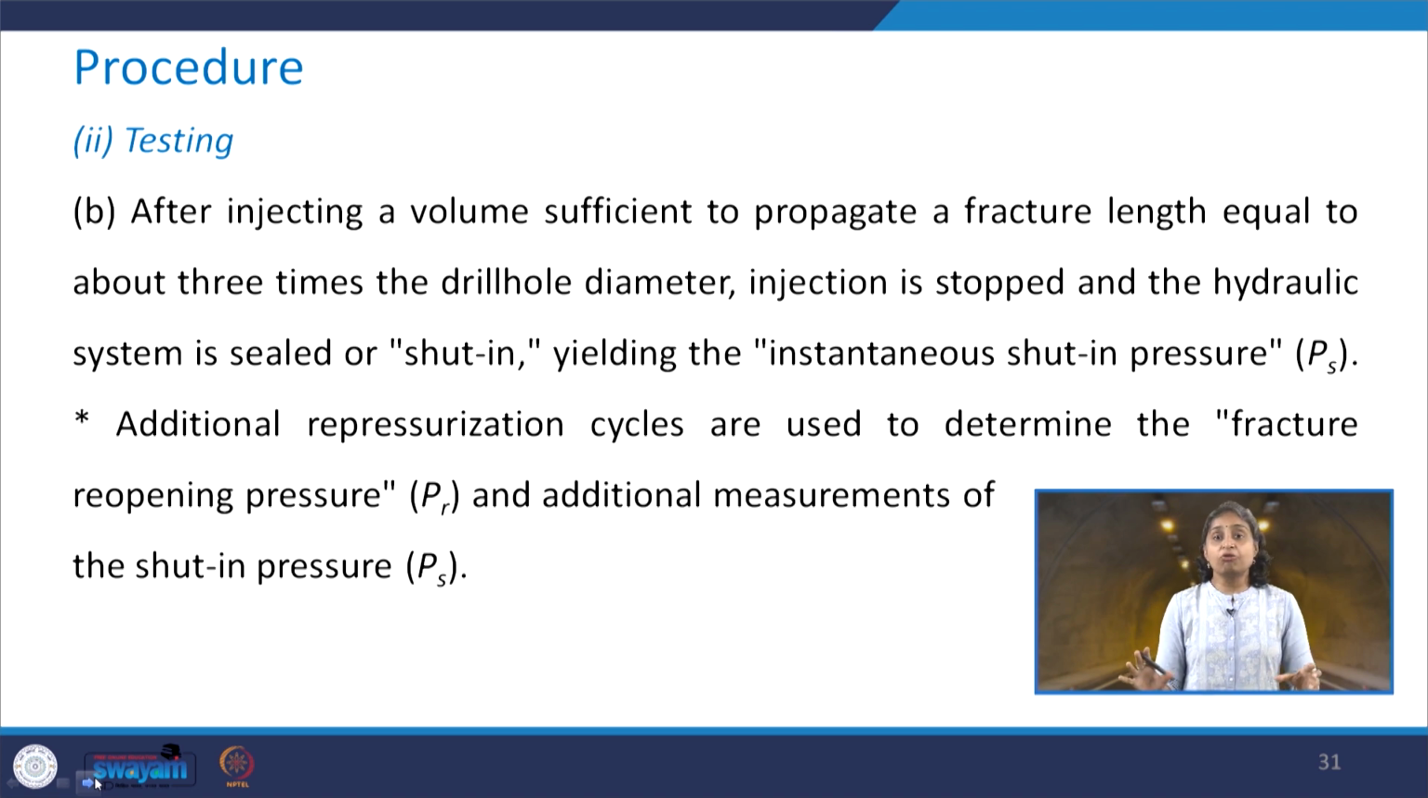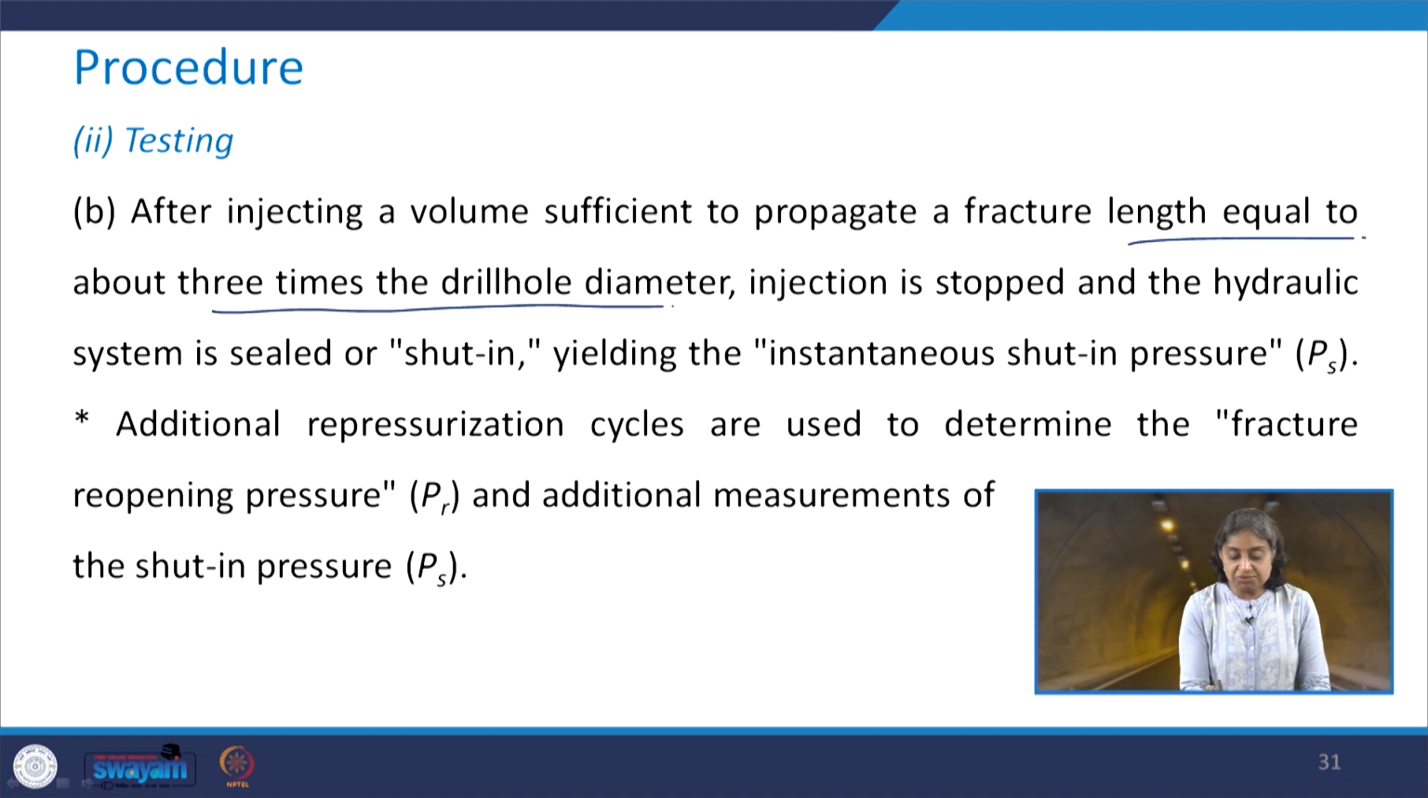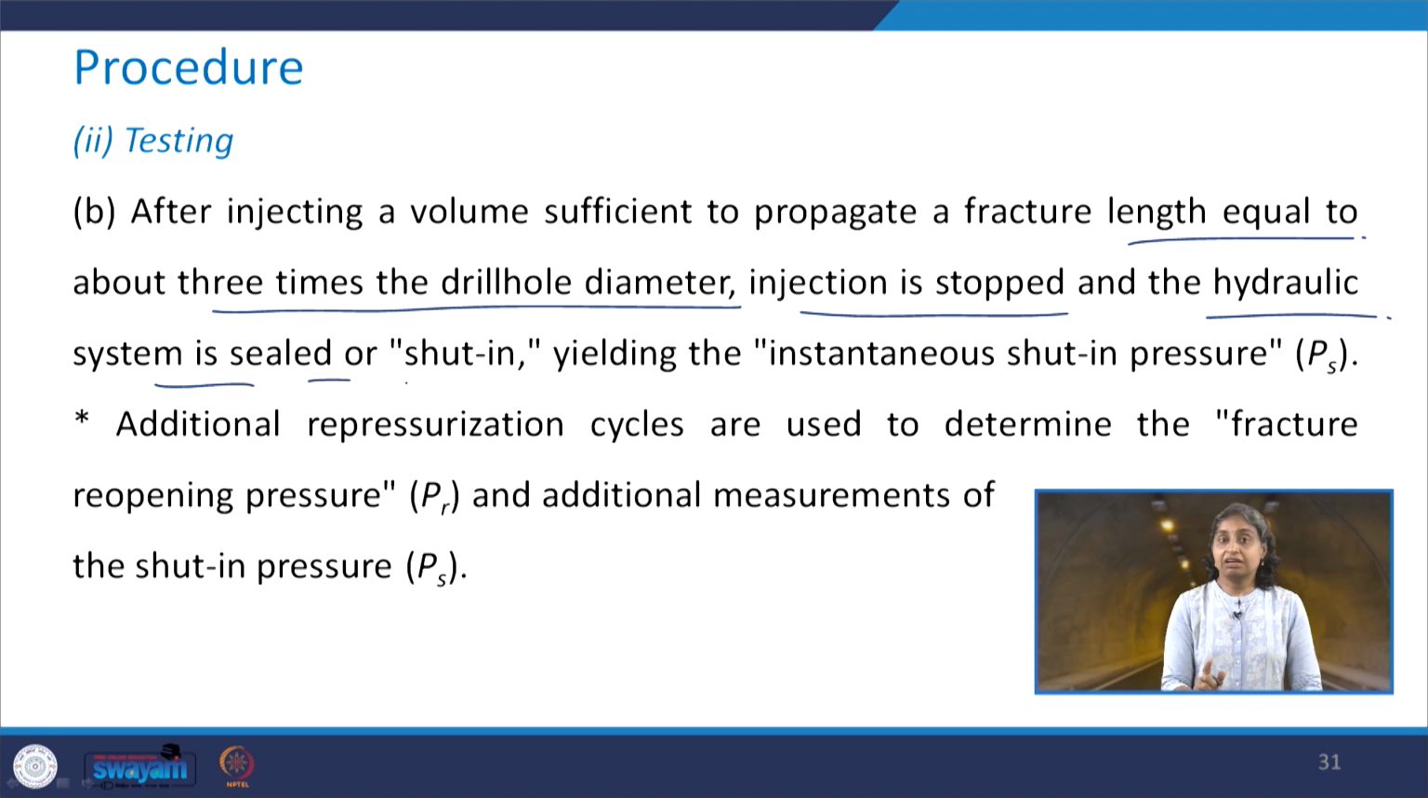After injecting a volume sufficient to propagate a fracture length equal to about 3 times the drill hole diameter, the injection is stopped and the hydraulic system is sealed or shut in, yielding the instantaneous shut-in pressure. So, this is another pressure, different from the breakdown pressure, and we represent it by PS. Then we have the repressurization cycles.